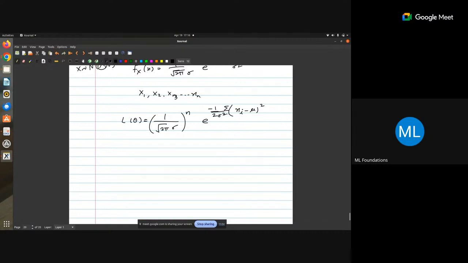This is my likelihood, and now I'll take the log of it, log of L of theta. Can I say this entire thing is constant? Yes, so we don't have to worry. I include this constant, so this will basically be minus 1 by 2 sigma square, summation of xi minus mu to the whole square. And the log of e is one. Log of a constant is zero.